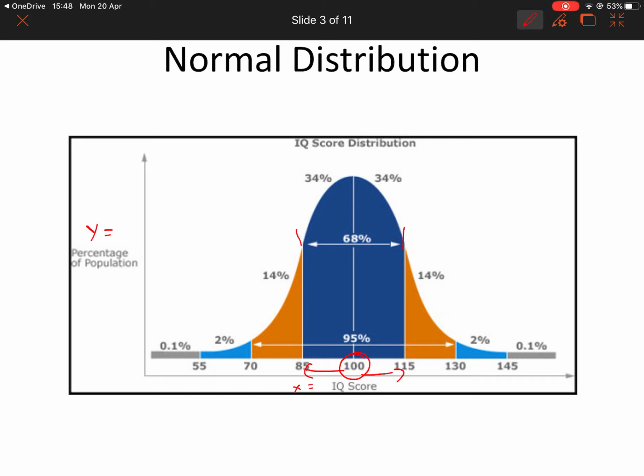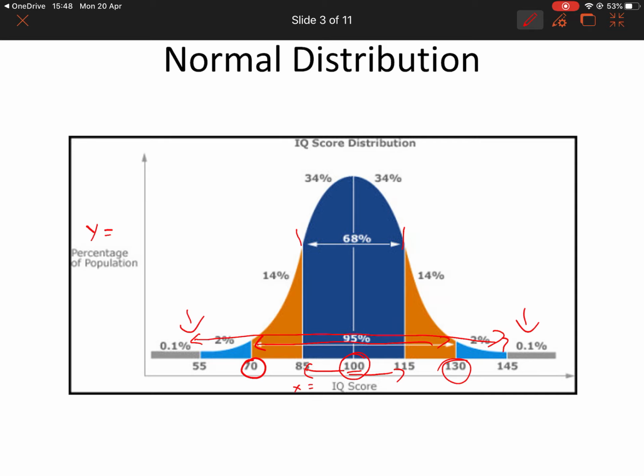We can see that 95% of people have an IQ score of between 2 standard deviations below and above the mean. So 95% of people will have a score between 70 and 130. And we know that extremely high and extremely low scores are very rare. So we know that greater than 3 standard deviations above or below the mean lies a very, very small percentage of people. So 99.7% of people, more or less, roughly, will fall within 3 standard deviations of the mean of 100.